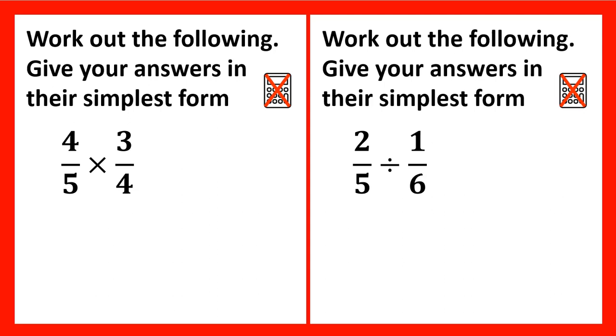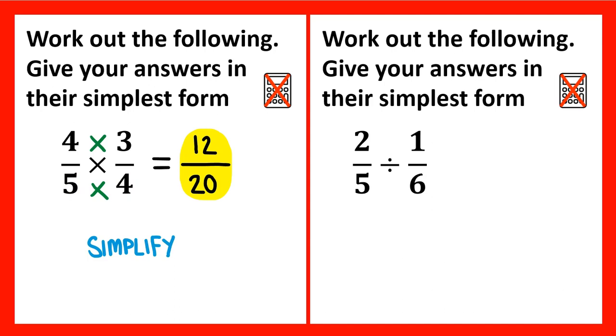To multiply two or more fractions, you multiply the numerators and the denominators separately. So 4 multiplied by 3 gives us a numerator of 12, and 5 multiplied by 4 gives a denominator of 20. This fraction can be simplified. The numerator and denominator have a highest common factor of 4, so dividing the top and bottom by 4 leaves us with a simplified answer of 3/5.